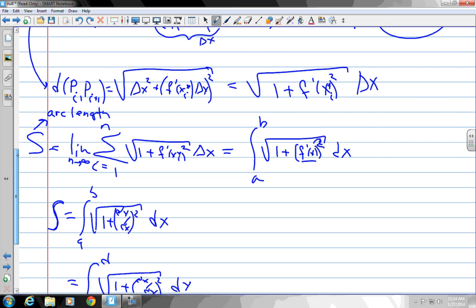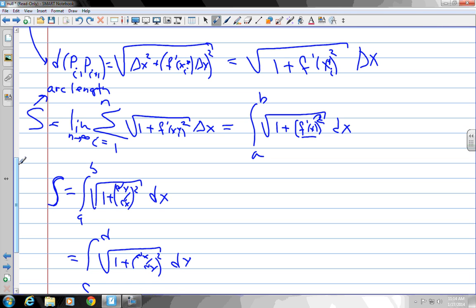Is that okay? But anyways, you just need the formula. It's the square root of 1 plus the derivative squared. And again, this is a manipulation of a distance formula.